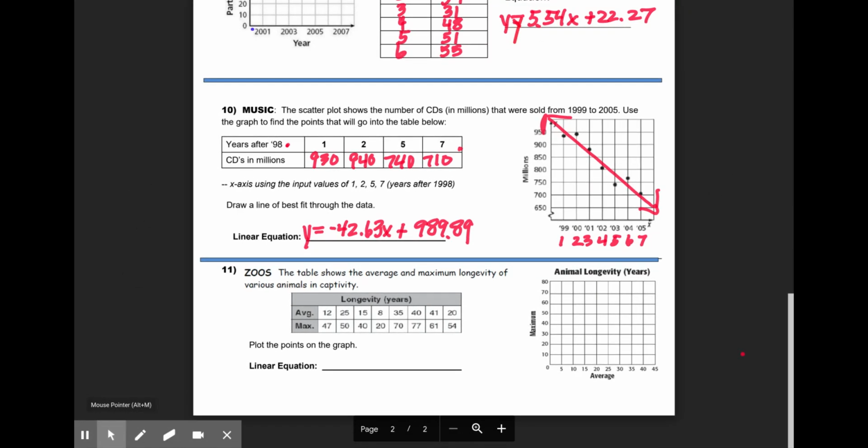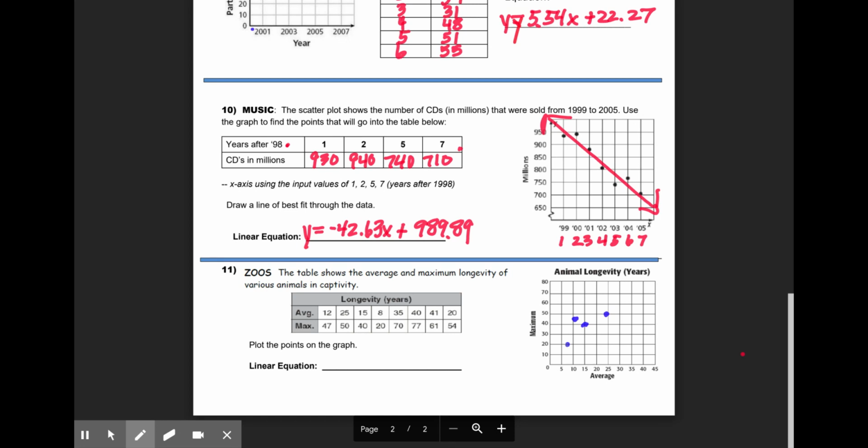And let's go to our last one with the zoo. So it says the table shows the average and maximum longevity of various animals in captivity. So they want us to plot the points. So we've got 12, 47, so right 12 up 47 is about right there. 25, 50, so right 25 up 50, be about right there. 15, 40, so right 15 up 40. 8, 20, so right 8 up 20 would be about right there.